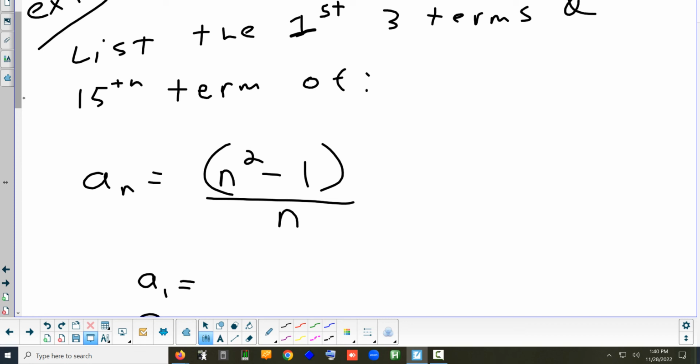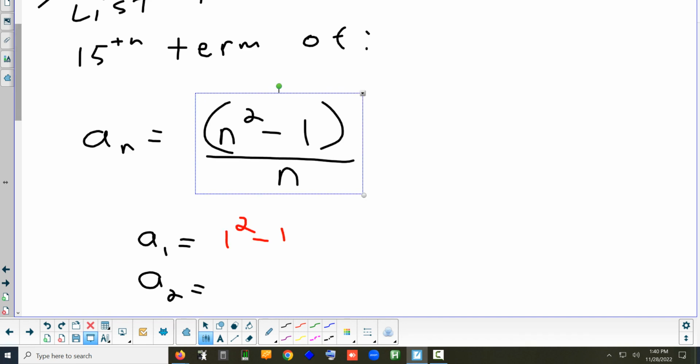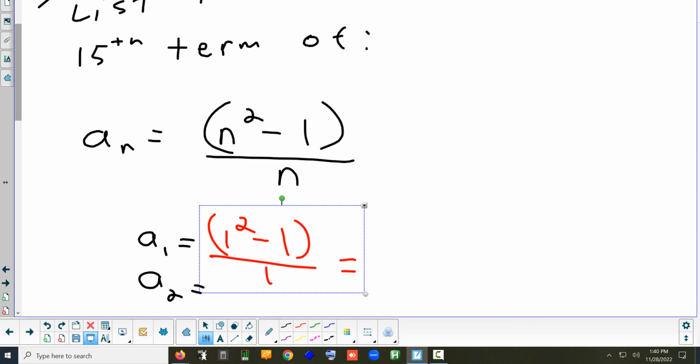All right, let's start with the first term. Tony, if I want to find the first term, what number would I fill in for n? 1. So let's fill in 1 for n, and we'll do that out. Can you tell me, Tony, what's 1 squared? 1. And 1 minus 1? 0. And Greg, what's 0 divided by 0? So the first number in this sequence is the number 0.